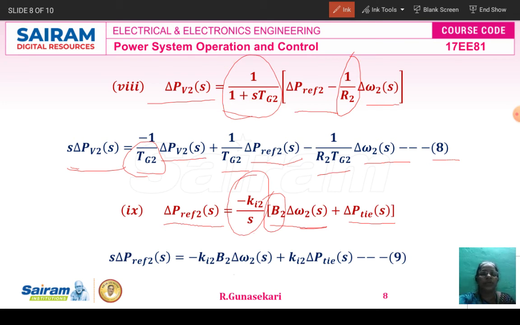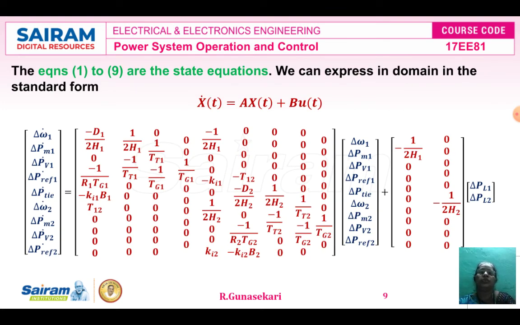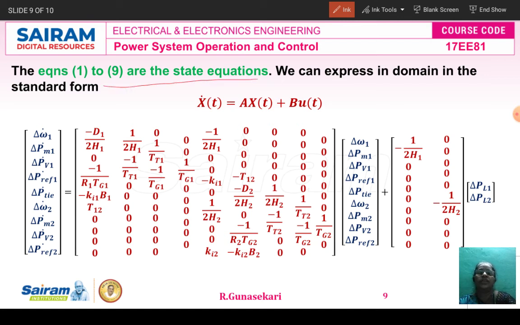This is equation number 9. Okay, so students, up to 9 equations. The first 4 equations are for area 1. Next, equations 6, 7, 8, 9, these 4 equations are for area 2. Then the tie line power delta P tie, totally 9 equations. Equations 1 to 9 are called the state equations for the two area system. Okay, so those equations I have to write in the matrix model.